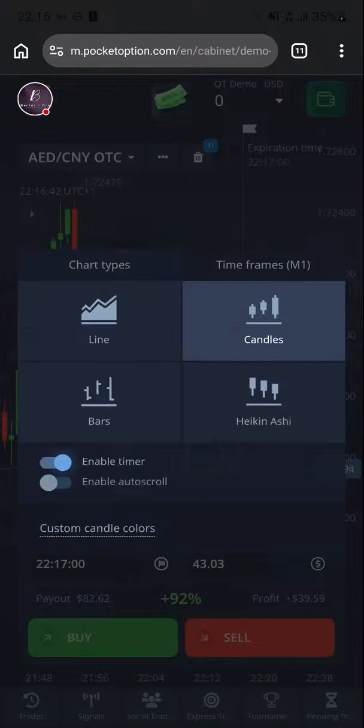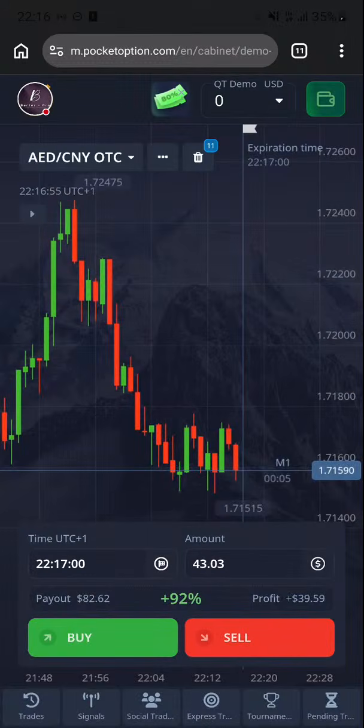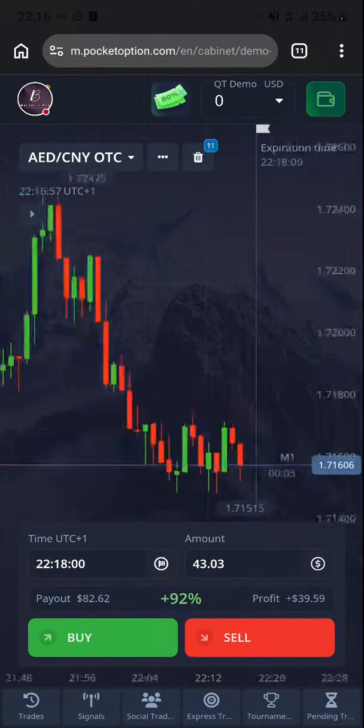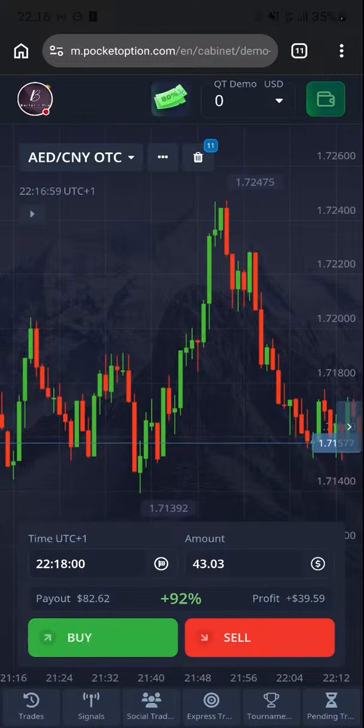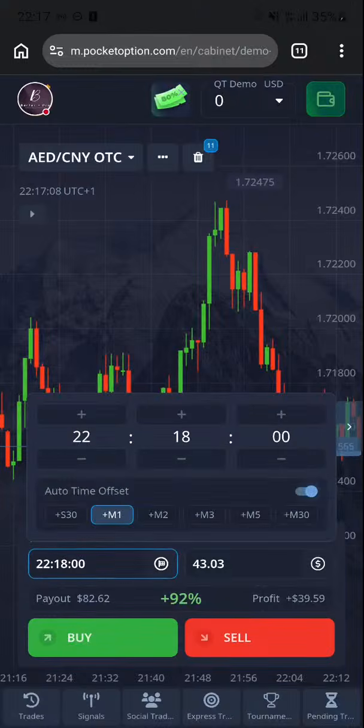So the chart types, like we always do, we're going with candles. We will enable this timer for the candles. We'll disable this auto scroll thing. Then we'll come back to this time frame area. We'll choose M1, and that's it. Basically, nothing much. Then over here, we're switching to flag mode. This is the flag mode. You understand? Normally, we're just going with M1, but when we switch to flag mode, we click to M1.